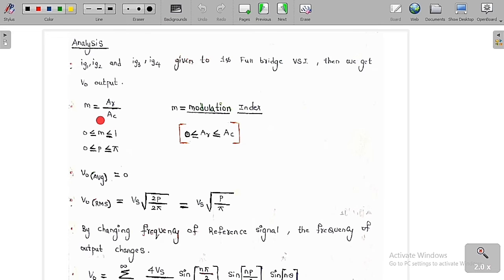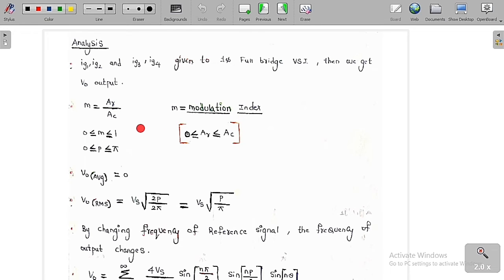Here M is called the modulation index. It's a very important point. M is the ratio of the peak value of the reference signal to the peak value of the carrier signal. So M is called a modulation index.